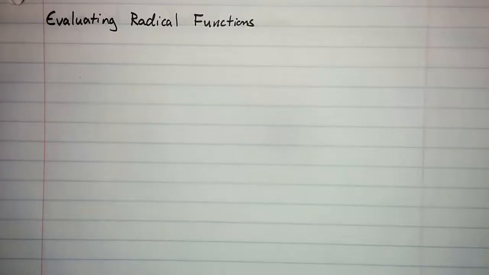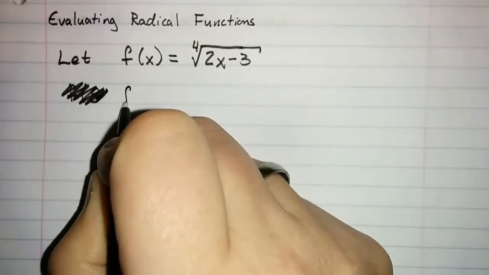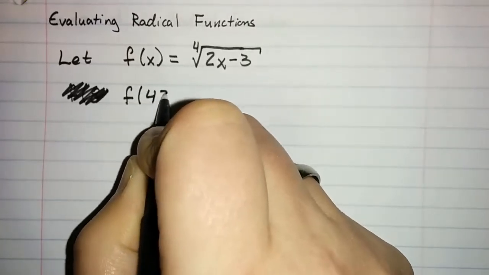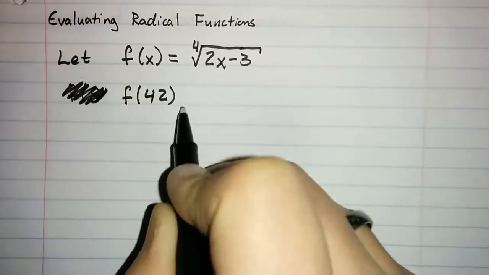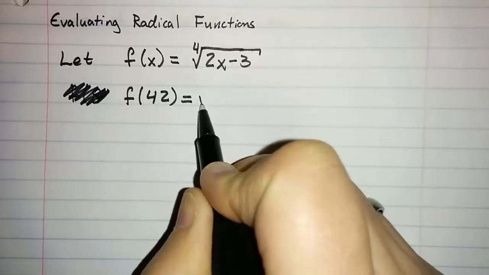We evaluate a radical function just like any other function. So suppose we let f of x be the fourth root of 2x minus 3. And I ask you, for example, what is f of 42? Well, you would say, everywhere I see an x, I'm going to write a 42.